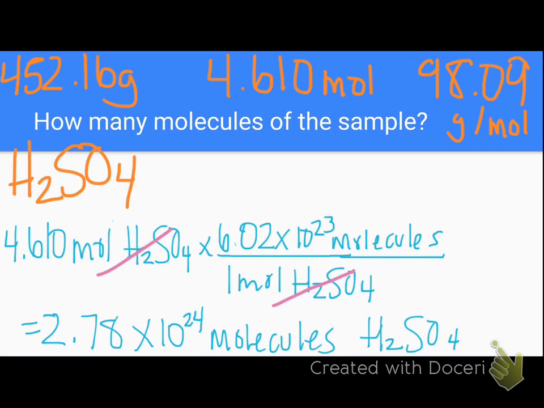Alright, so here's kind of your setup. We're going to start with what we have 1 unit of. Remember, it's easiest to go from moles to molecules instead of starting with grams and grams going to moles and then moles going to molecules. Just make it a 1-step problem instead of a 2. So we have 4.610 moles of H2SO4. We found that out in the last problem. And we're going to multiply that by 6.02 times 10 to the 23rd molecules per 1 mole. Your moles cancel out, and you are left with 2.78 times 10 to the 24th molecules.